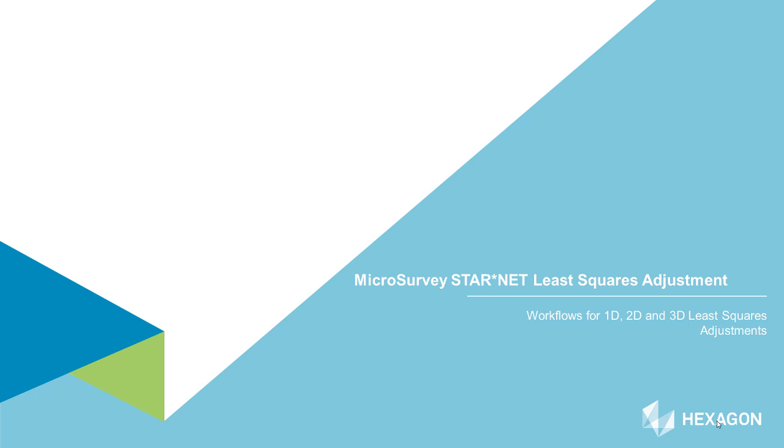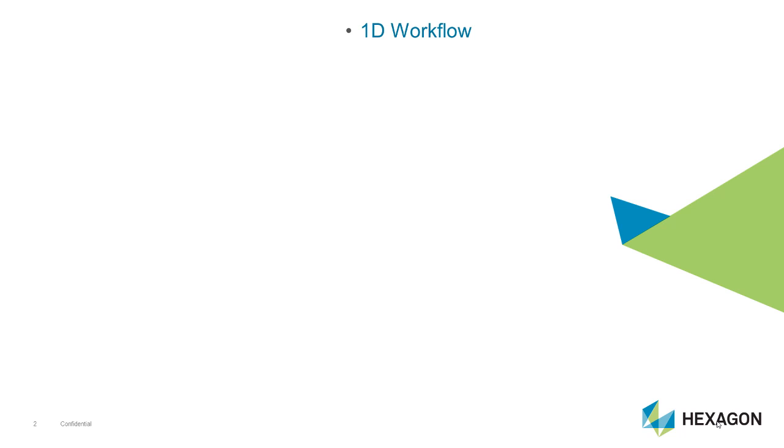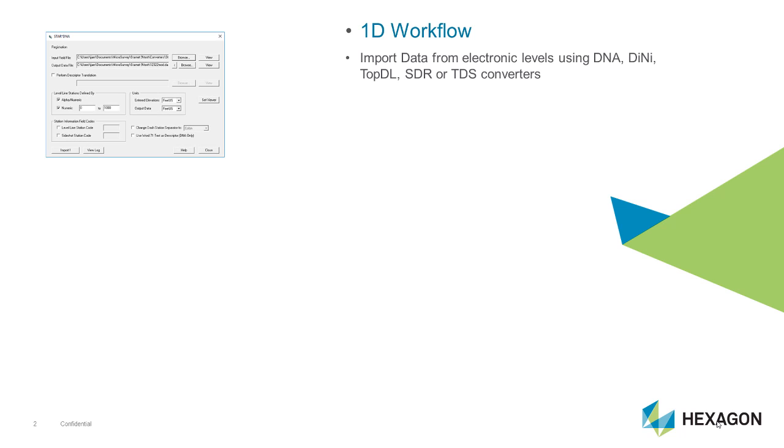Microsurvey StarNet allows you to perform one-dimensional leveling, two-dimensional, or 3D least squares adjustment. Let's have a look at a few of the workflows. The first step in almost every StarNet project is to run a converter.